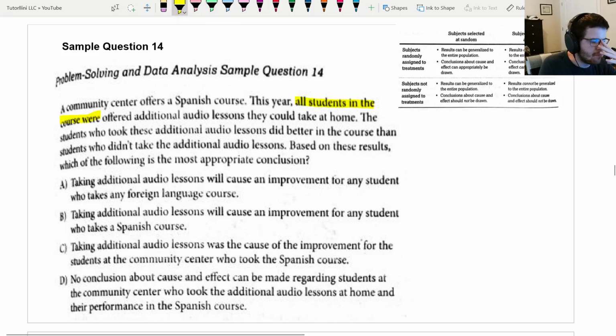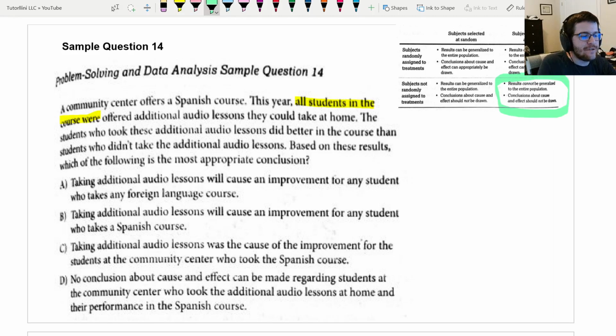Okay, so really important. I noticed they don't really select anyone at random. They offered it to everyone. So that's kind of a problem. People are volunteering to take the lessons. They didn't get assigned. So that's a big issue. They also weren't randomly selected. It's just that everyone in the class was given this option. So there's a ton wrong with this. I'm already thinking, we are in this row where it's not random selection or random assignment.